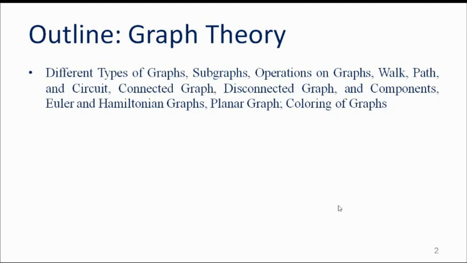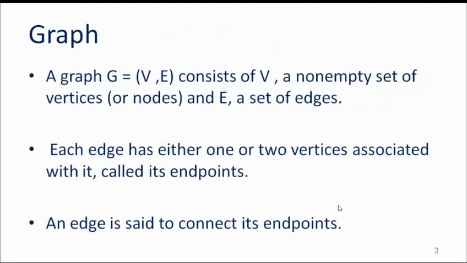Anyhow, in the last lecture, we have seen the concepts such as undirected graph and weighted graphs. See, a graph is a collection of vertices and edges. So it can be represented as a graph G = (V, E), consisting of V, that is the vertices, a non-empty set of vertices, and E, a set of edges.